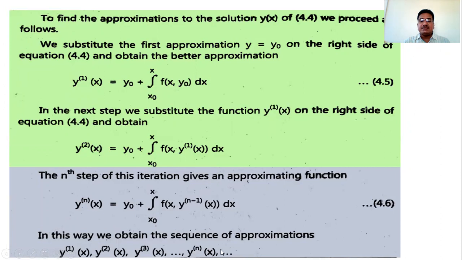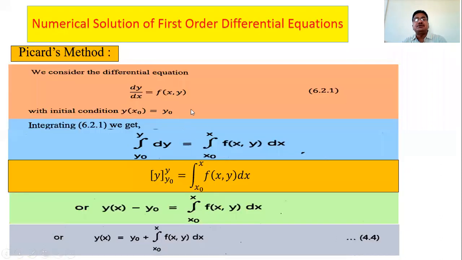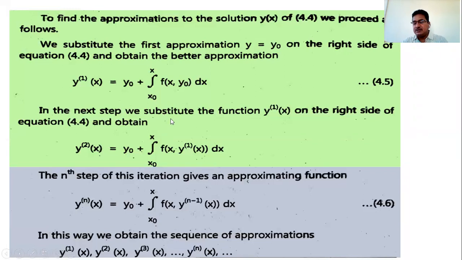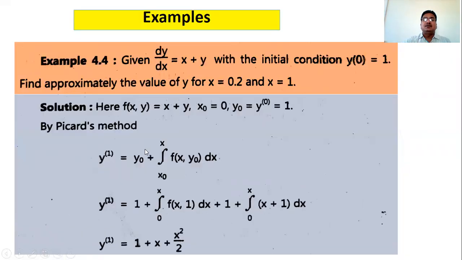This y_n(x) then becomes an approximate solution of the given differential equation. So this is the procedure of finding the general solution of the ordinary differential equation by using Picard's method. So this is the problem. Given dy/dx = x + y with initial condition y(0) = 1, meaning x0 is 0 and y0 is 1. Find approximately the value of y for x = 0.1 and x = 1.